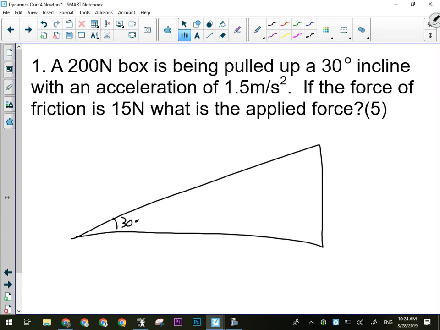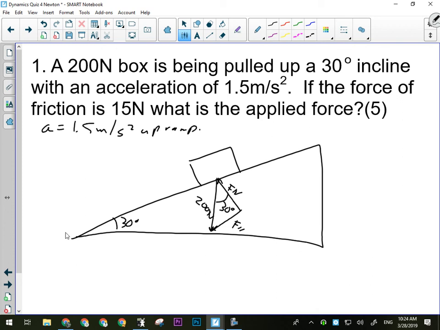So here's our 30-degree incline. Here is our 200 Newton box. That means that this arrow here is 200 newtons. We got normal force over here, which won't be important on this question, and we've got F parallel on this side. That angle is the same as the angle of incline. We know that the acceleration of the box is 1.5 meters per second squared up the ramp.